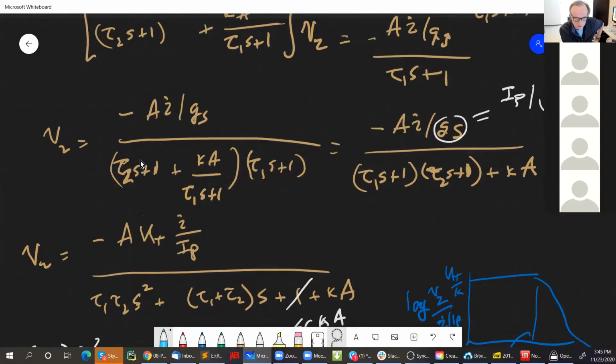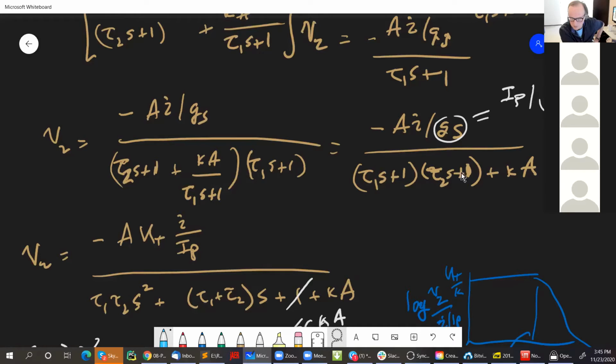When you do that, you find out that it's quite cool that this tau1 S cancels out, and in the end, you have that V2 is equal to minus A times I over GS. GS is this G that I had in the other equation. And then in the bottom is the product, tau1 S plus 1 times tau2 S plus 1, plus kappa times A. Okay.